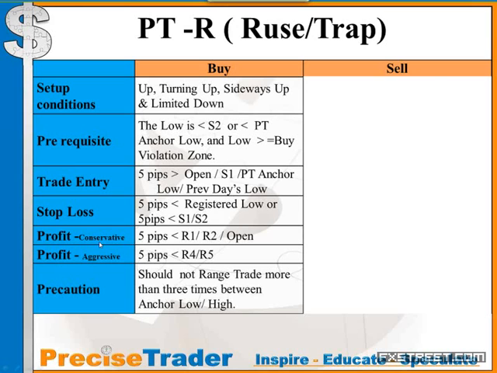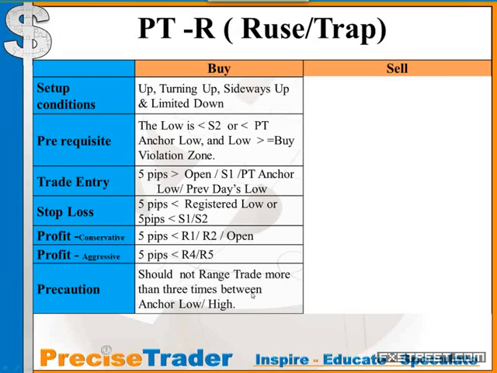The profit target for conservative is R1, R2, or open. When we refer to open, it can be the second session open, so it can be any open. If we have an early entry and you feel the market is not that clear, we are not that confident, probably you may want to exit before the open is reached. If you are an aggressive trader, then probably you may want to exit 5 pips less than R1 or R2.